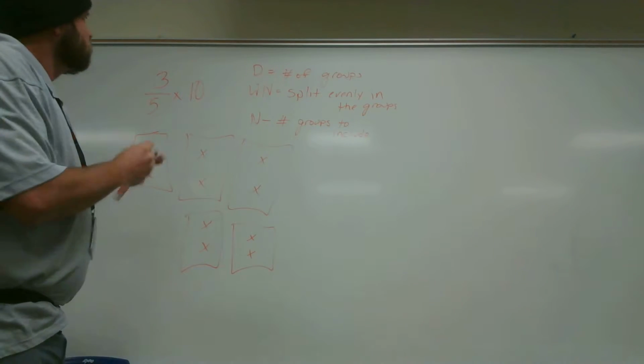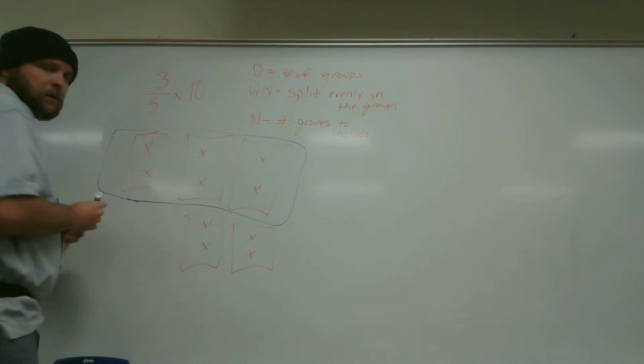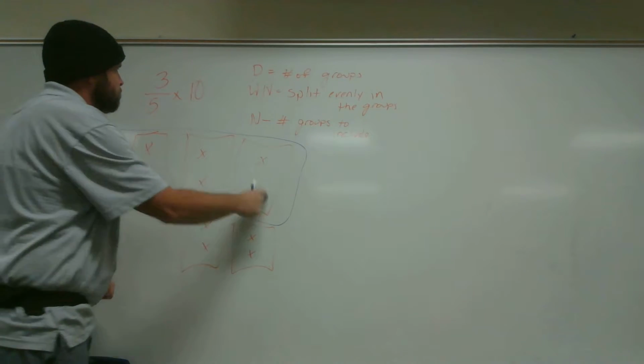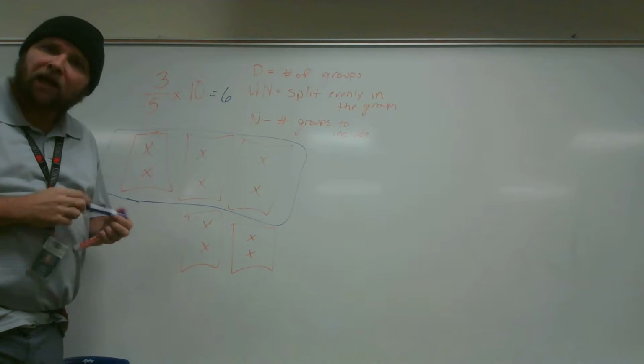So my numerator here is 3. That means I want to include 3 of these groups. My answer is how many are in these 3 groups. 1, 2, 3, 4, 5, 6. So 3/5 of 10 is 6. Boom shakalaka. Let's look at some others.